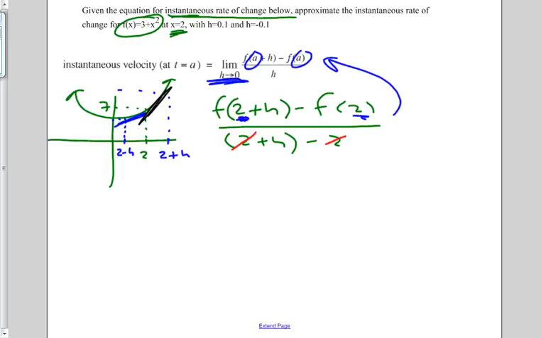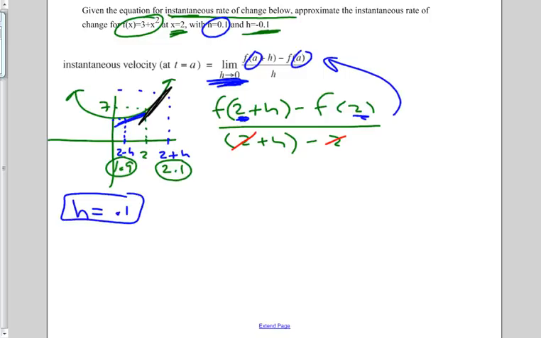But in our case, the way that we're going to let h go to 0 is we're going to say that h can be 0.1. So h is 0.1, making it 2.1. Or h is negative 0.1, which gives us 1.9. So if we're letting h equal 0.1, the approximation of the instantaneous rate of change would be f of 2.1 minus f of 2 all over 2.1 minus 2.